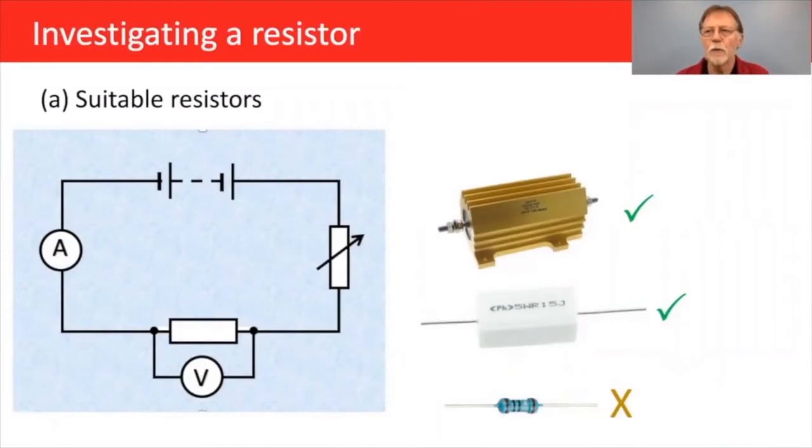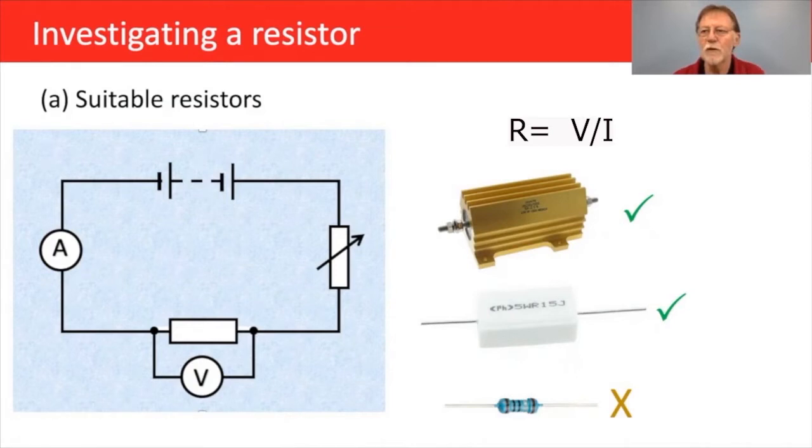The first component we will investigate is a resistor. The ideal resistors to use for this are in the form of a metallic wire-wound resistor encased in a brass or ceramic casing and with a power rating of at least 5 watts. Now the reasons for this are, firstly, it allows us to relate the results to Ohm's law, which states that the potential difference across a metallic conductor at constant temperature is proportional to the current in it.